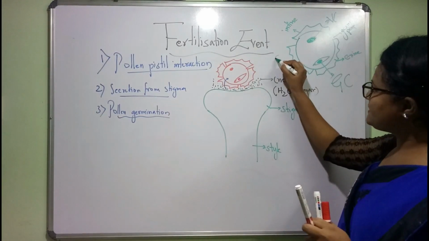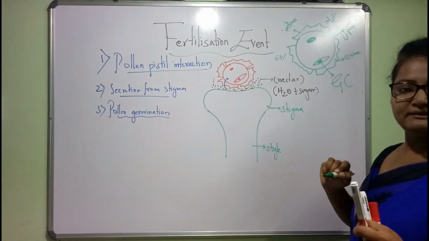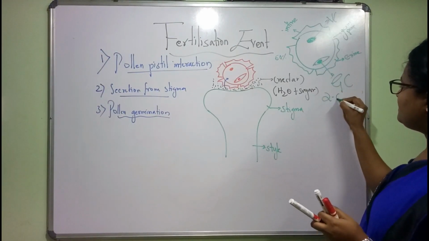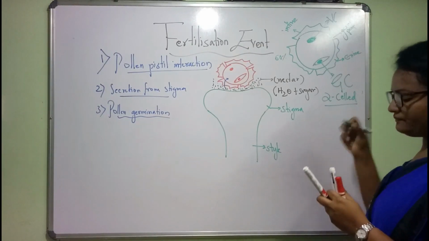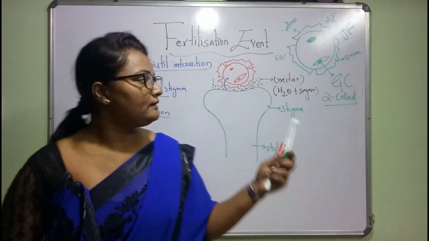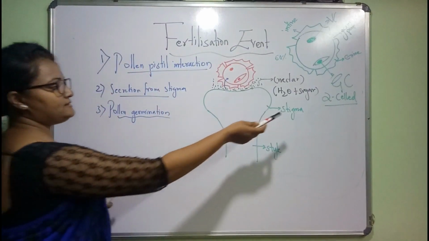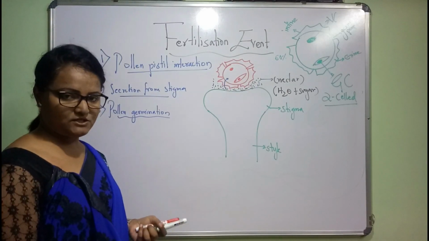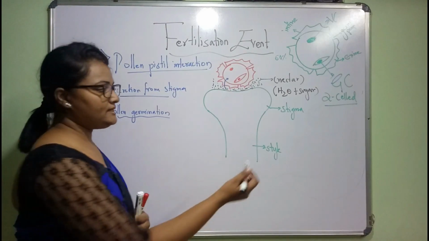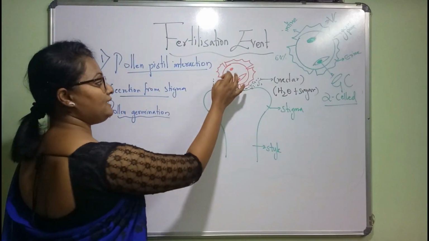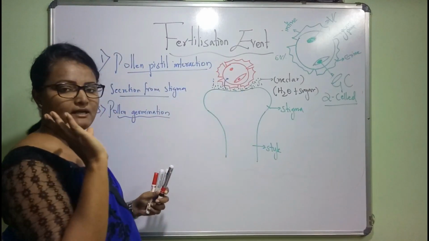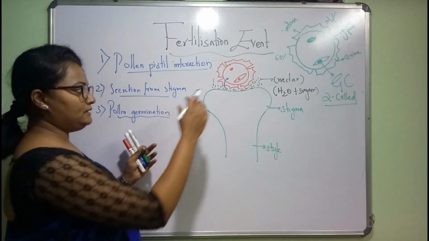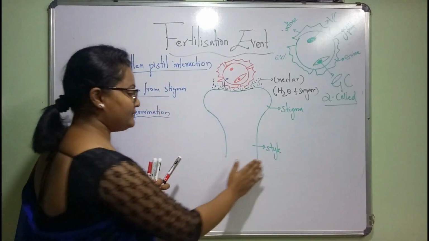We have studied that in 60% of angiosperms, the anthers dehisce and the pollen grains disperse out at the stage of two-celled. So what happens when the anthers undergo dehiscence? Pollen grains are dispersed at the two-celled stage, which means they contain one vegetative cell and a generative cell. When these chemicals go inside the pollen grain, what happens?